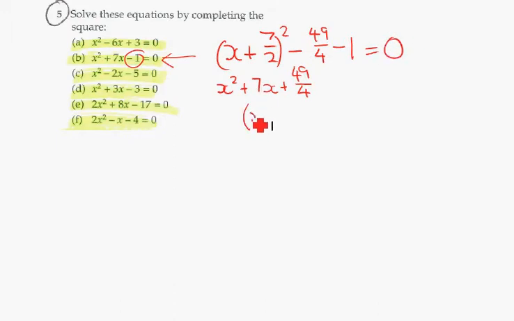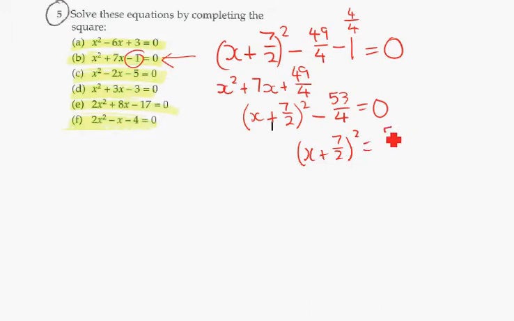So putting in the next line, (x plus 7 over 2) squared. Now that 1, we can replace that as 4 over 4. So I'll end up with minus 53 over 4 equals 0. And if we do the opposite to cancel that out, we'll end up with positive 53 over 4 on the other side.